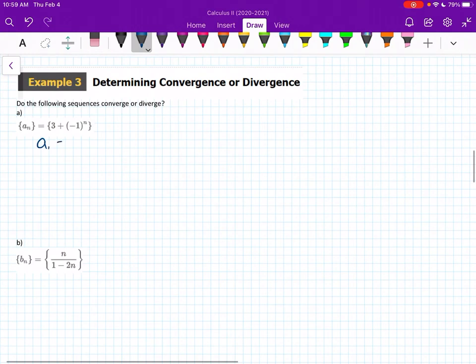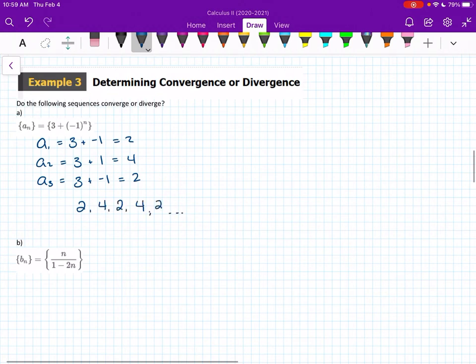So my first term here would be 3 plus (-1), so that's 2. My second term would be 3 plus (-1) squared, so 4. Third term, 3 plus (-1) cubed, so 2. So my sequence here is alternating between 4 and 2, okay? And therefore, the limit does not exist, so then I am going to say this diverges, okay?